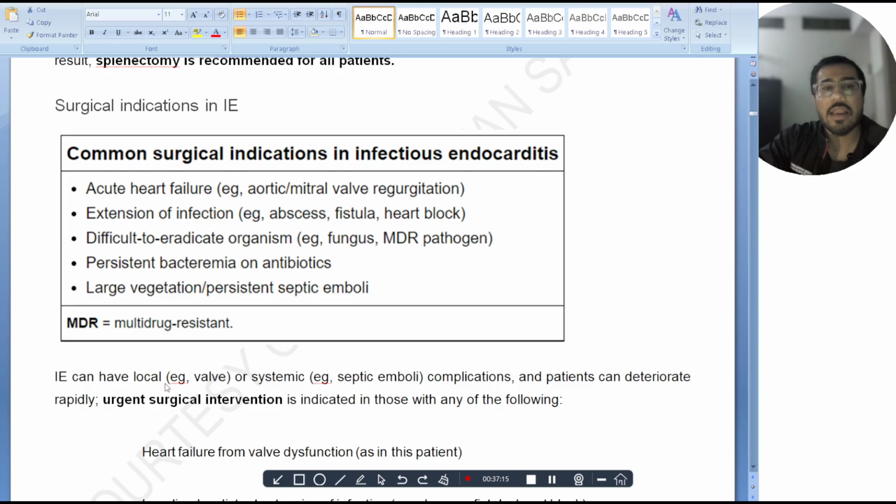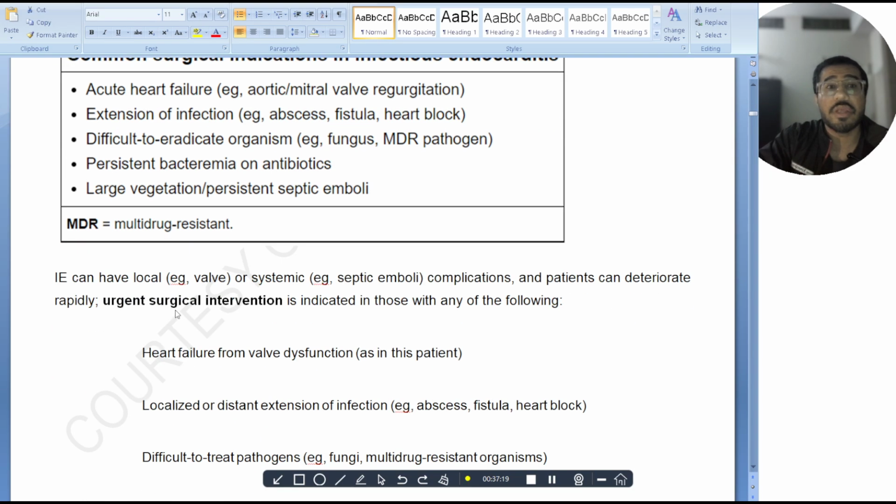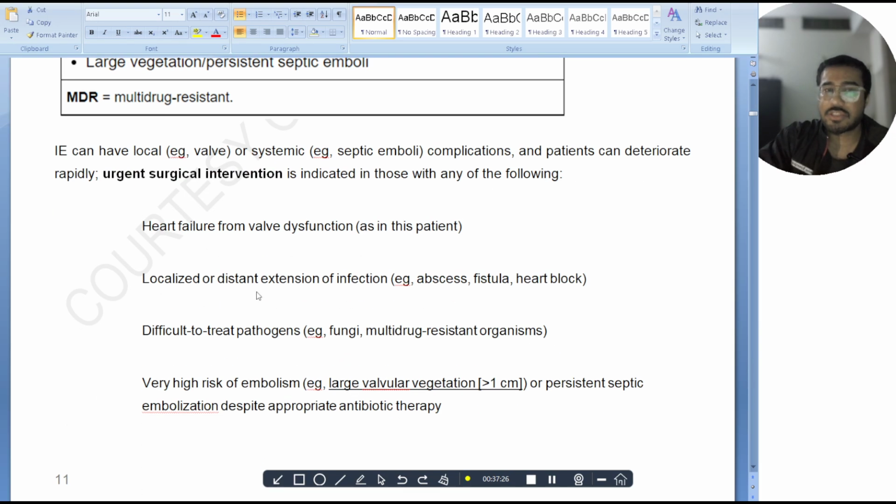So IE can have local valve, perivalvular, and septic emboli complications. Patients can deteriorate rapidly. Urgent surgical intervention is indicated in those with any of the following: heart failure, localized or resistant extension, like they form an abscess, like splenic abscess or perivalvular abscess, difficult to eradicate pathogens. Very high risk of embolism because of large vegetation, or persistent embolization of the infected vegetation, like the patient is developing repeated splinter hemorrhages, Roth spots.